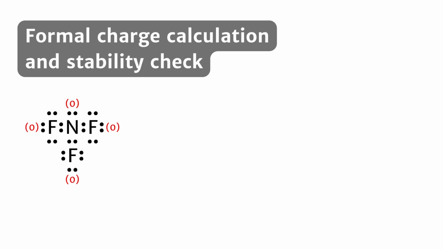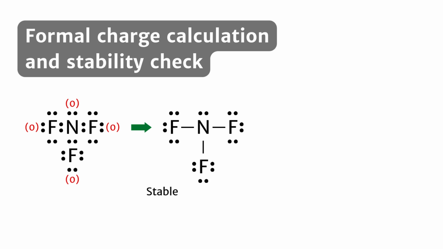To represent a bonding pair, we draw a single line between the atoms. In this structure, there is one pair of electrons between nitrogen and each fluorine atom, so we draw one line between them. This means that in the final Lewis structure of NF3, the central nitrogen atom forms single bonds with the 3 outer fluorine atoms. This concludes our discussion on the NF3 Lewis structure.